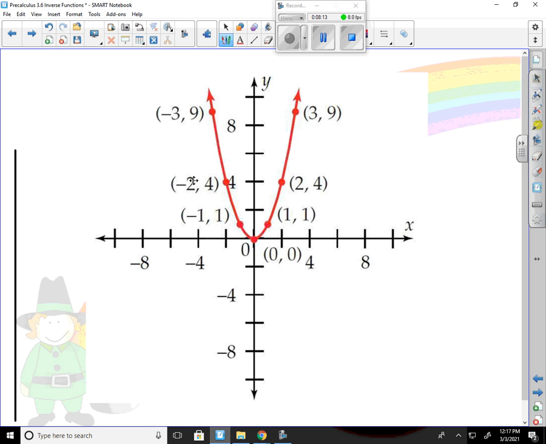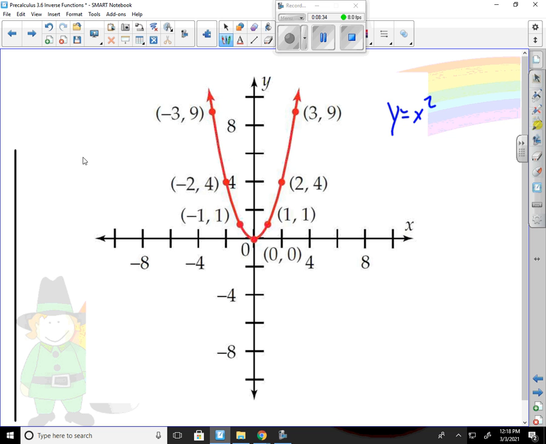If I put a negative 2 in, I get a 4 out, right? Because it's negative 2, 4. By the way, this is y equals x squared. That's this function. If I put a negative 2 in, negative 2 squared is 4.